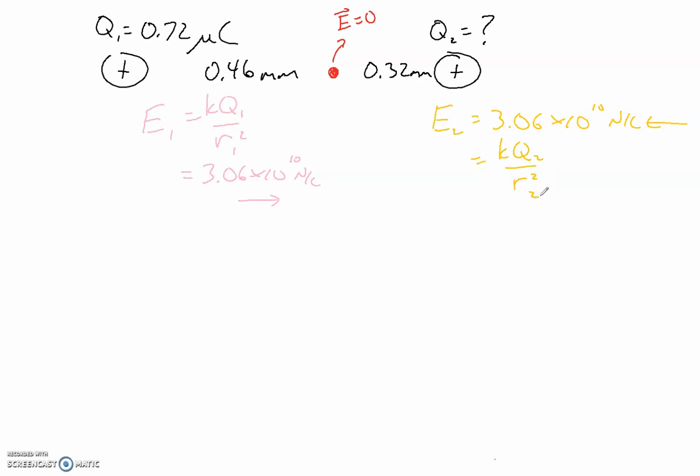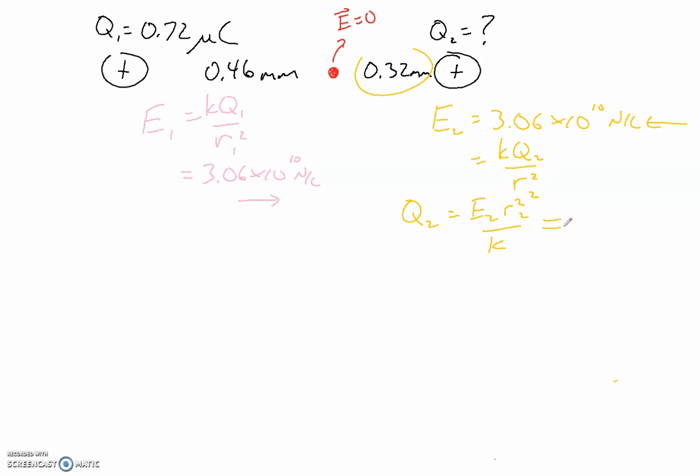And the only thing I don't have is Q2. I've got my second radius, I've got my E. I just have to rearrange this to solve for my Q. So Q2 would be E2 R2 squared divided by k. And I can solve for the second charge.